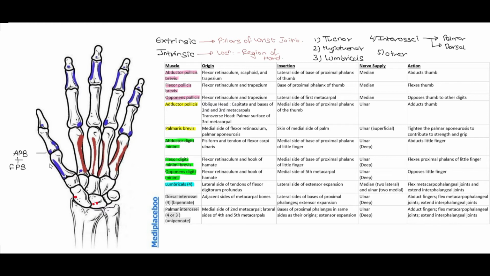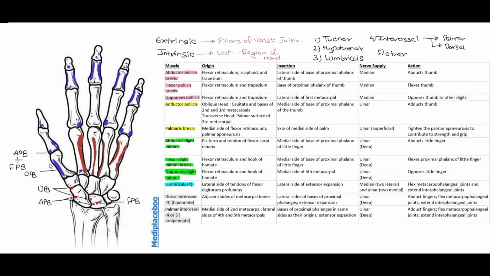Similarly, the Flexor Pollicis brevis also takes its origin from the trapezium and inserts near the Abductor Pollicis brevis. So it can also be termed the common point of insertion for the Abductor Pollicis brevis and the Flexor Pollicis brevis. Next we have the Opponens Pollicis. The Opponens Pollicis also originates from the trapezium bone along with the base of the scaphoid, and inserts on the lateral aspect of the first metacarpal.